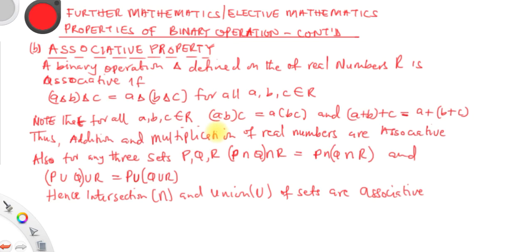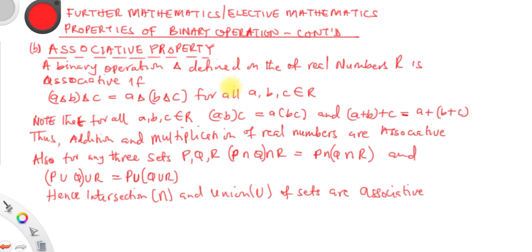Get understanding, don't memorize. This is the continuation of a series of lessons on binary operation in further mathematics or elective mathematics. We are still looking at the properties of binary operation. In the previous lesson, we looked at the commutative property. In this video, we are going to look at the associative property. We say that a binary operation triangle defined on the set of real numbers R is associative.